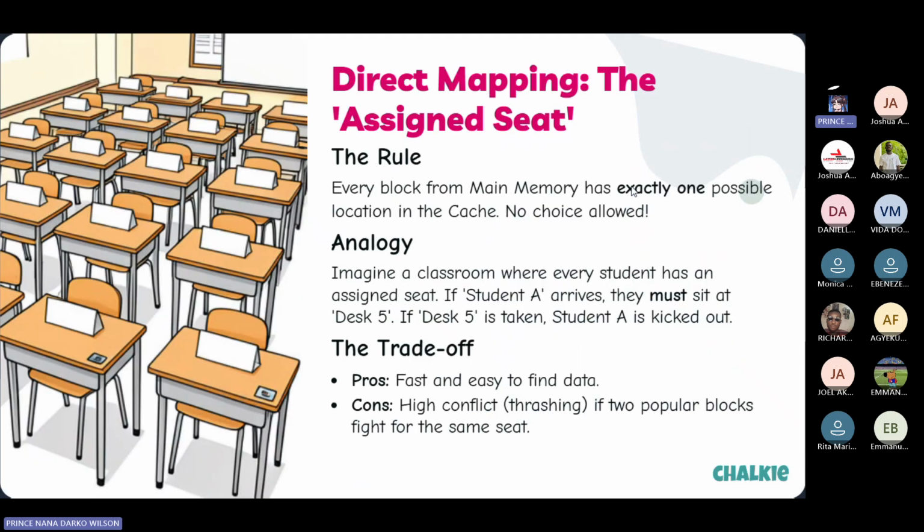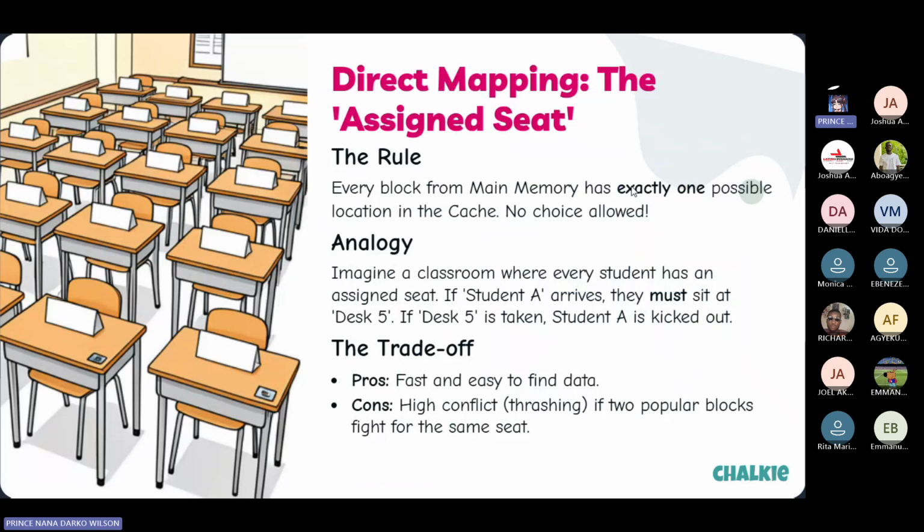So now we go back to direct mapping. Let's use an analogy. The rule says every block from main memory has exactly one possible location in cache. We looked at this last time, and it says there is no choice allowed. So everybody has been assigned a position. Think of it as a very strict classroom, and the teacher has given every student a seat so that every student must sit at a particular spot. If student A comes, he must sit at desk 5. And if desk 5 is already taken, this means student A has nowhere to go. Even if desk 2 is open, he still has nowhere to go, so he is kicked out.